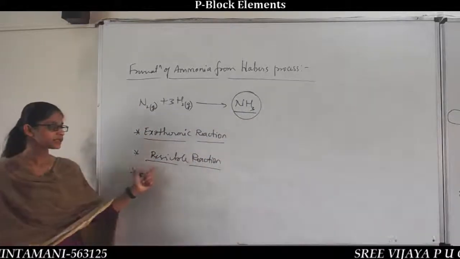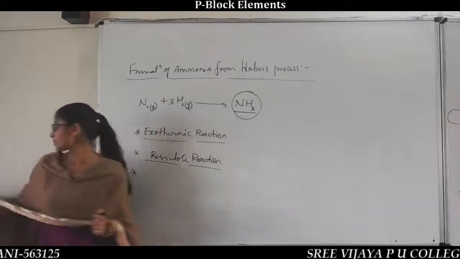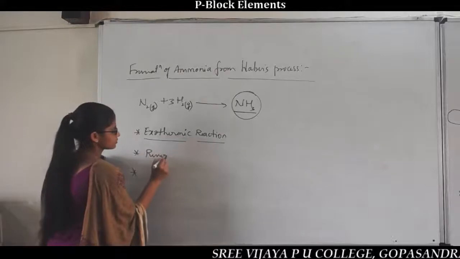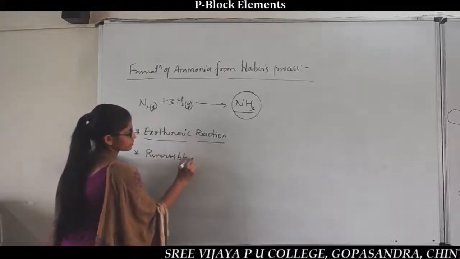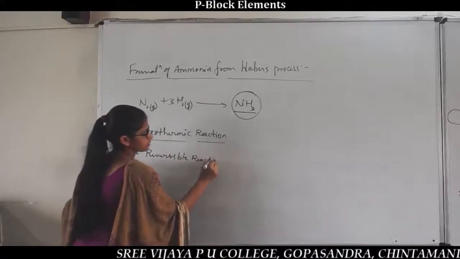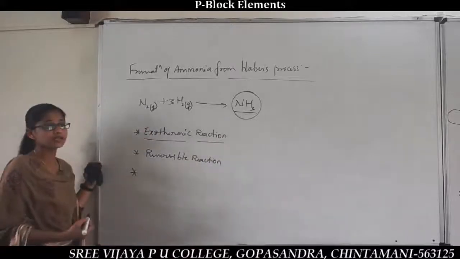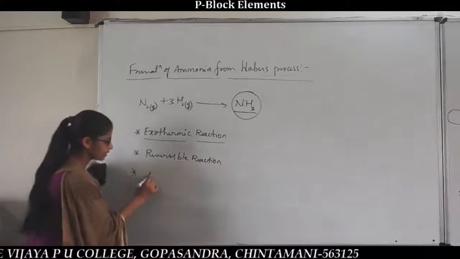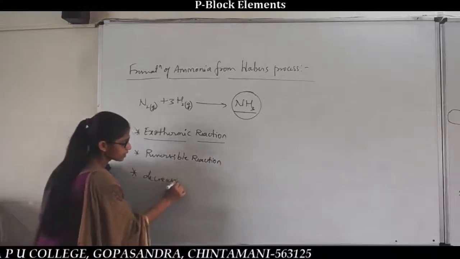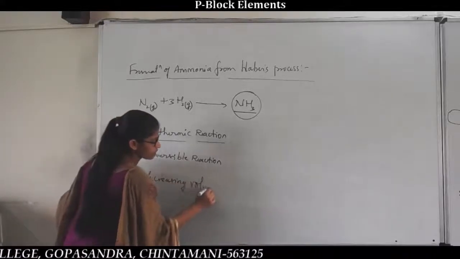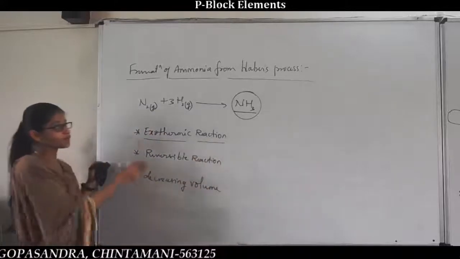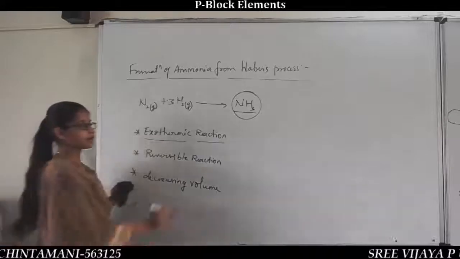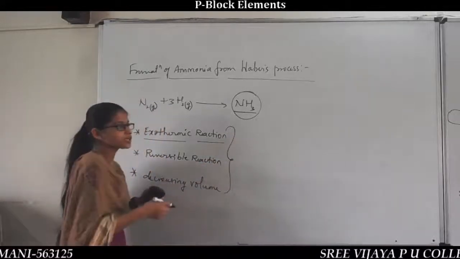The second is a reversible reaction. The third one is that the reaction proceeds through decrease in volume. So what happens to the volume? It decreases. So this reaction, the formation of ammonia, the process called the Haber process, is based on the Le Chatelier principle.